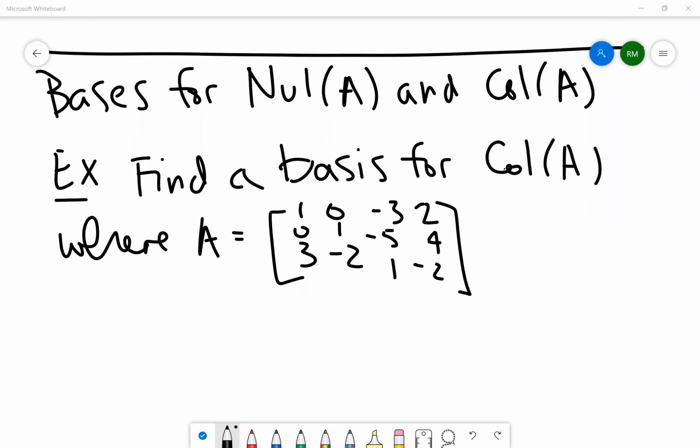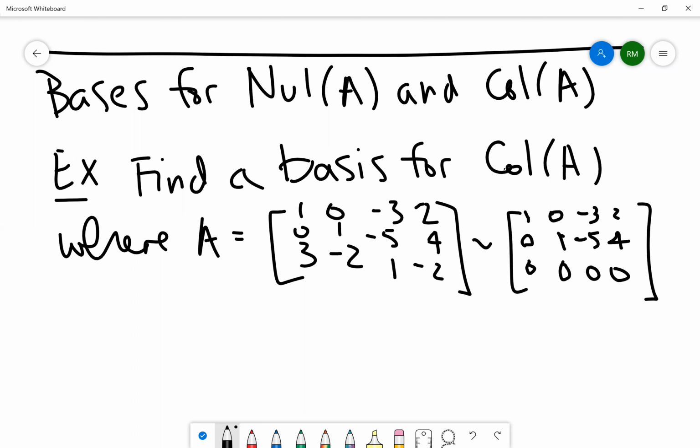Okay, so if you reduce this, which you can probably guess that you were going to do, then what we get is this reduced echelon matrix right here. All right, and so what is this telling us? Well, we have two pivots, so somehow these are related to the column space. And let's see if we can figure out how they're related.